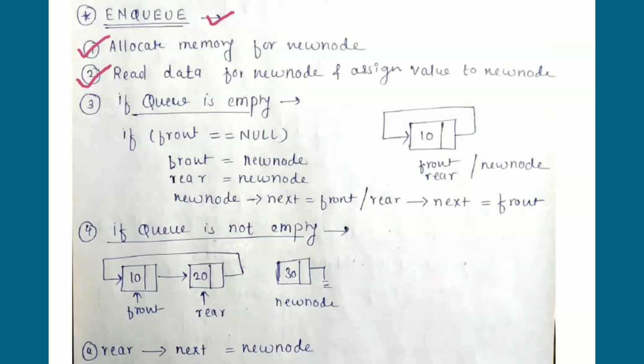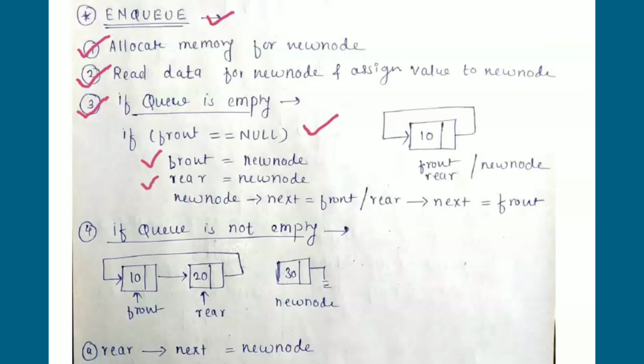After that, we have to check whether your queue is empty or not. If your queue is empty, that means you are inserting the first node of your queue. How are you going to check that your queue is empty? You can check with the help of front equal to null. If your front is set to null, you can say that your queue is empty, and whatever new node you are trying to add becomes front as well as rear for your circular queue.